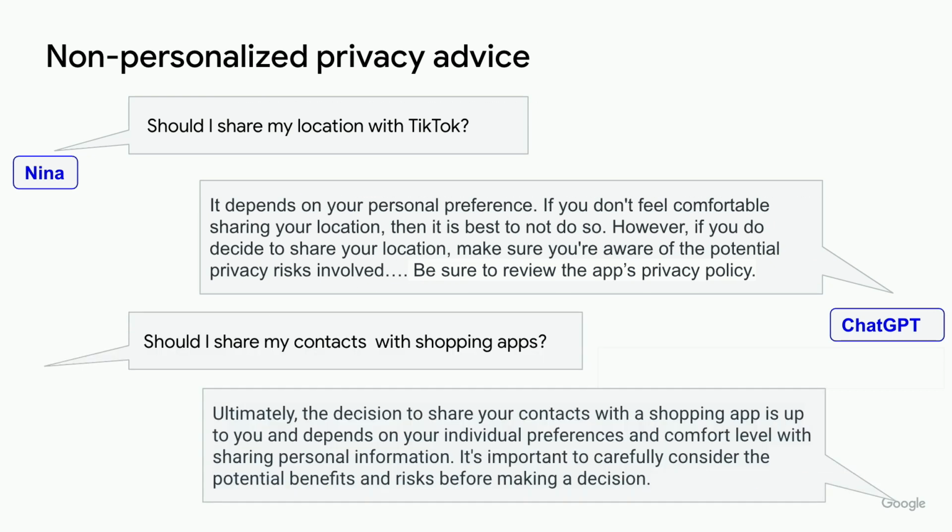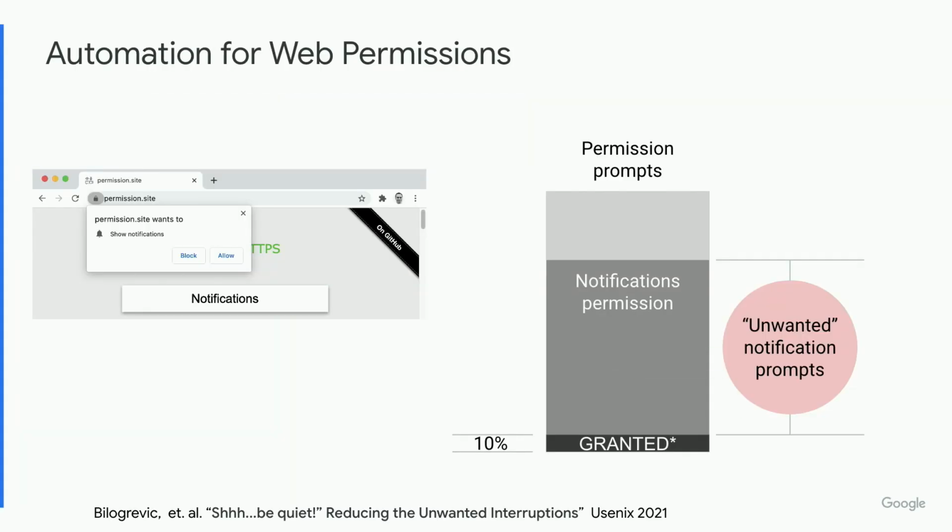So I tried to be a bit more specific. I asked a second question: should I share contacts with shopping apps? This isn't focused on a single app, but on a category of apps. And I got an equally uninformative answer telling me that I should consider the benefits and the risks. Well, who really understands the benefits and risks? So ChatGPT isn't there yet. I'm sure it'll get better, but not today.